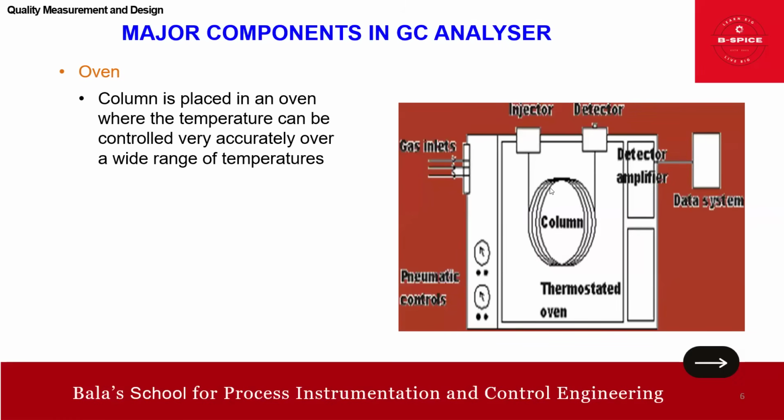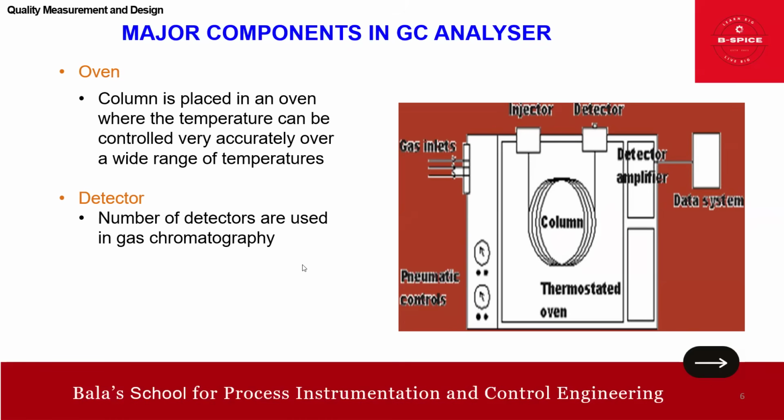Then the oven. This is the thermostated oven. The column is placed in an oven where the temperature can be controlled very accurately over a wide range of temperatures. That is the oven part. Then we have a detector.